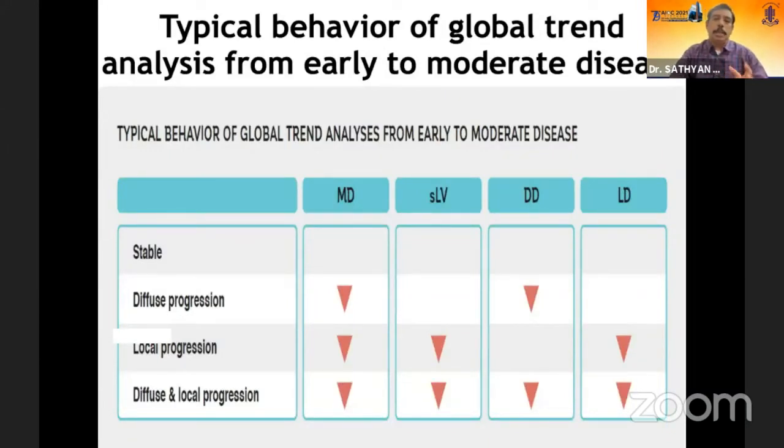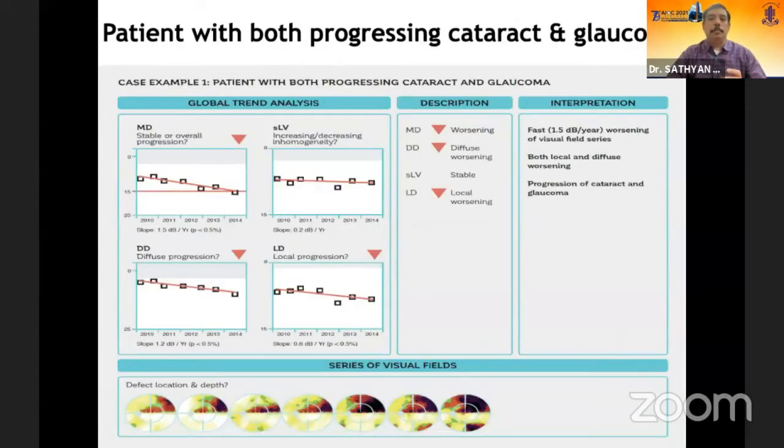So this is the typical behavior of a global trend analysis from early to moderate disease, where you have the mean defect, square root of loss variance, diffuse defects, and the local defects. If this shows like this, then we can understand, because we would have to take a separate class in detail, but I'm just going to show only very small examples here because of the time.